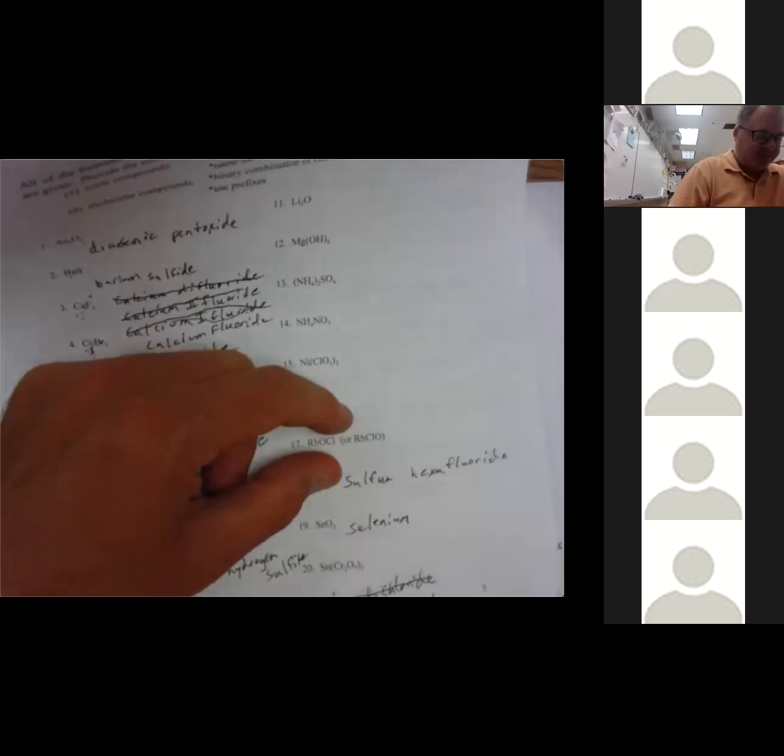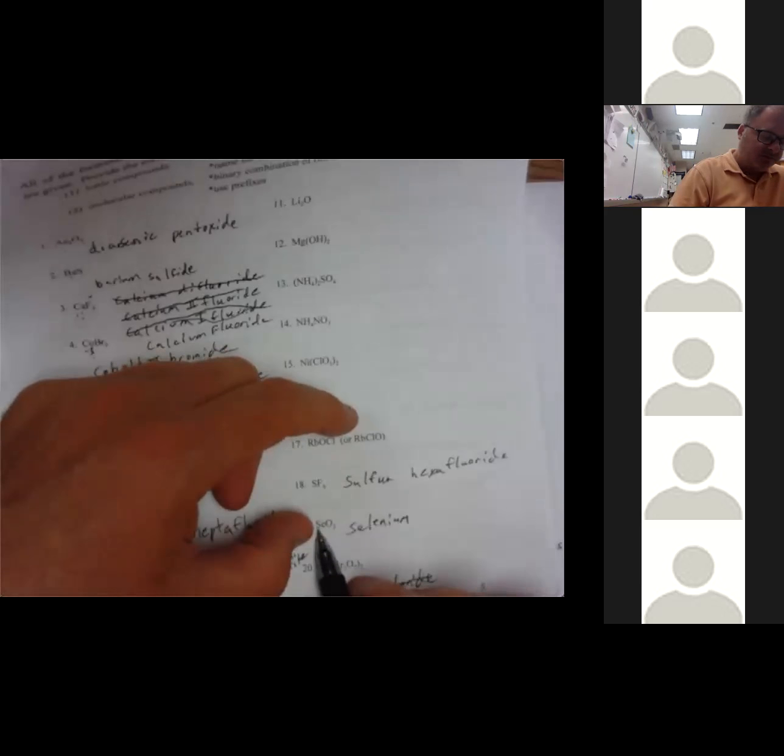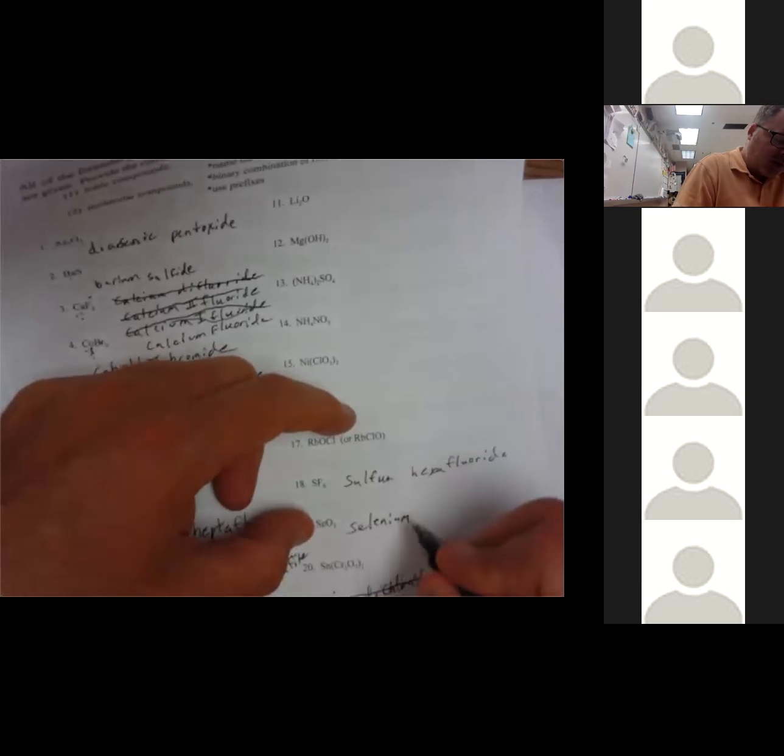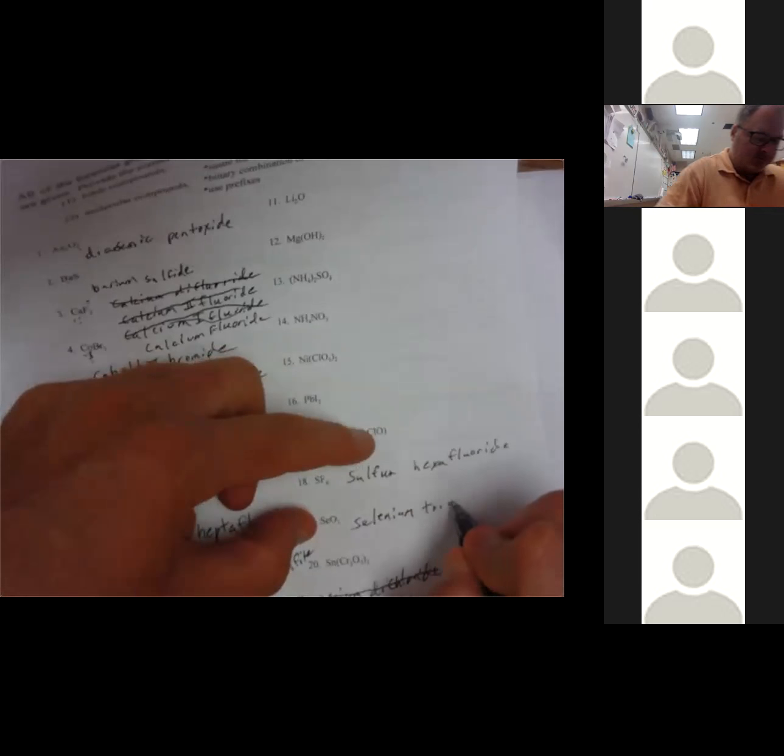There's only one of them. So we don't put mono-selenium. This is where we use the prefixes. We have 3 oxygens though, so we do put trioxide. Selenium trioxide. Remember, you can only use this when the first element is not a metal. If the first element is a metal, you can't do that. So here, Sn is tin. We would have to deal with charges.